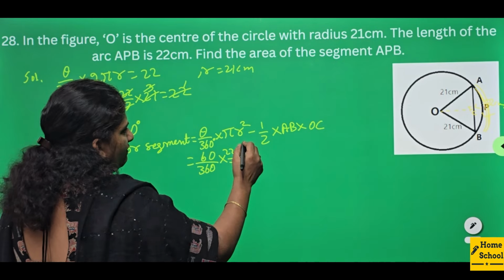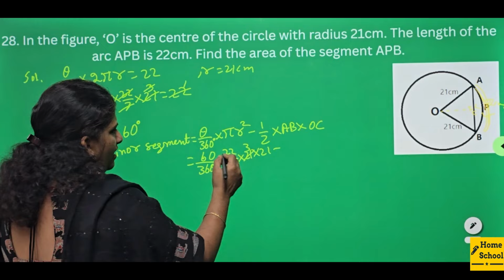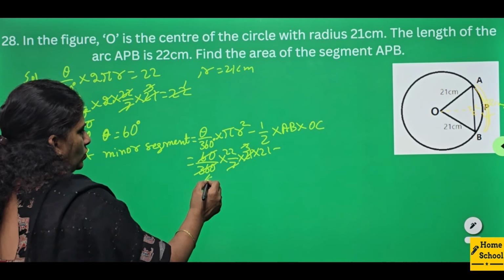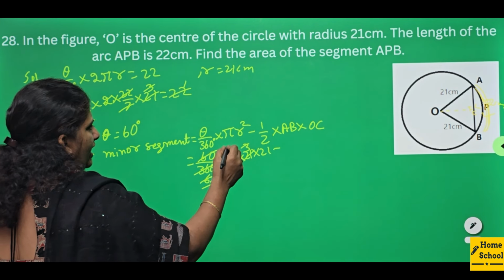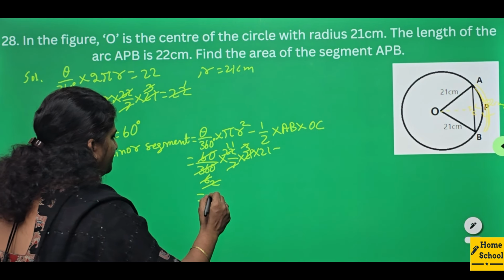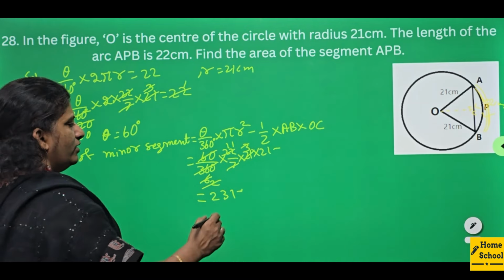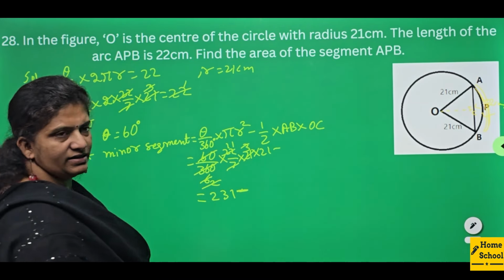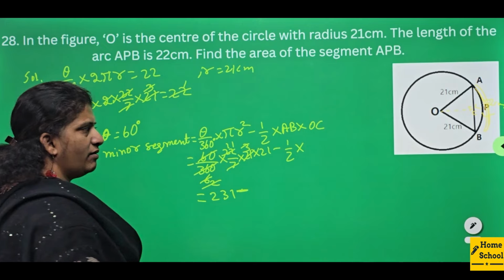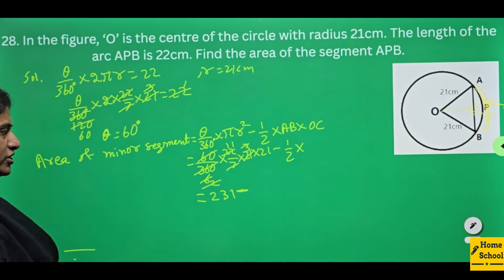Now substitute theta value is 60 degree by 360 into pi 22 by 7 into radius is 21 r square. So write 2 times. 7 3s are 66, 3 2s are 2 11s are, that is 21 11s are, it is 231, right? 231 minus half into AB. I don't know AB, I don't know OC. So for that reason we need to remember trigonometry.